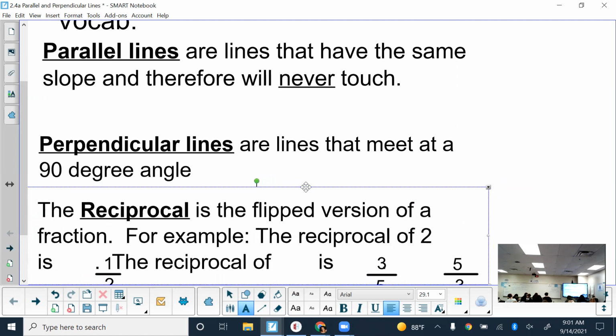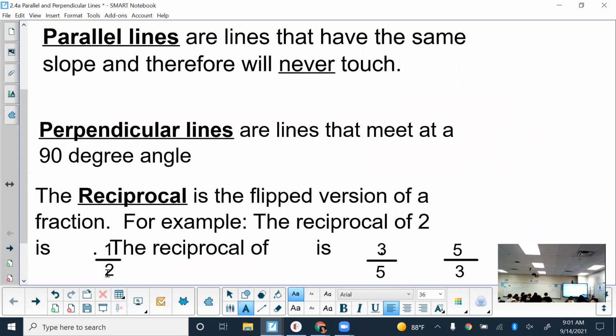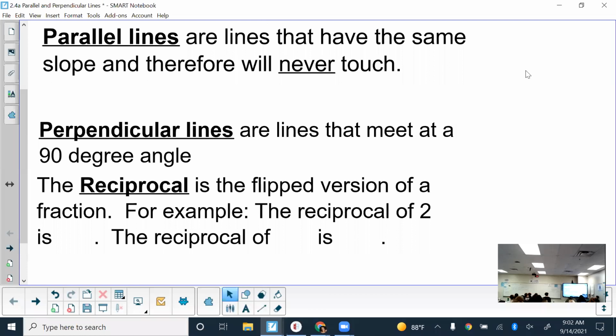All right, and then we have the reciprocal is the flipped version of a fraction. So for example, if you have a whole number like 2, then the reciprocal would be 1/2. If you have, sorry, having technical difficulties. If you have a fraction like 3/5, the flipped version of that, or the reciprocal, would be 5/3. So let me elaborate more on that.